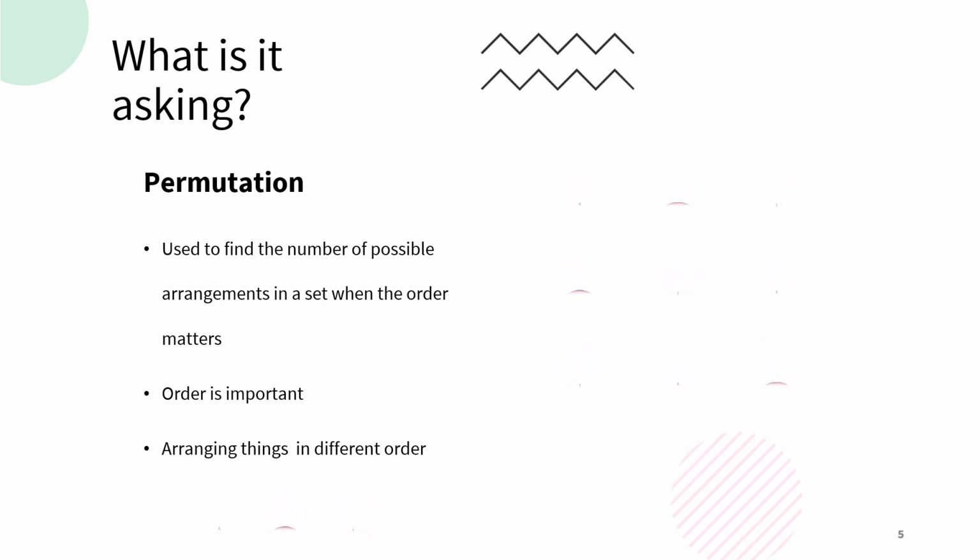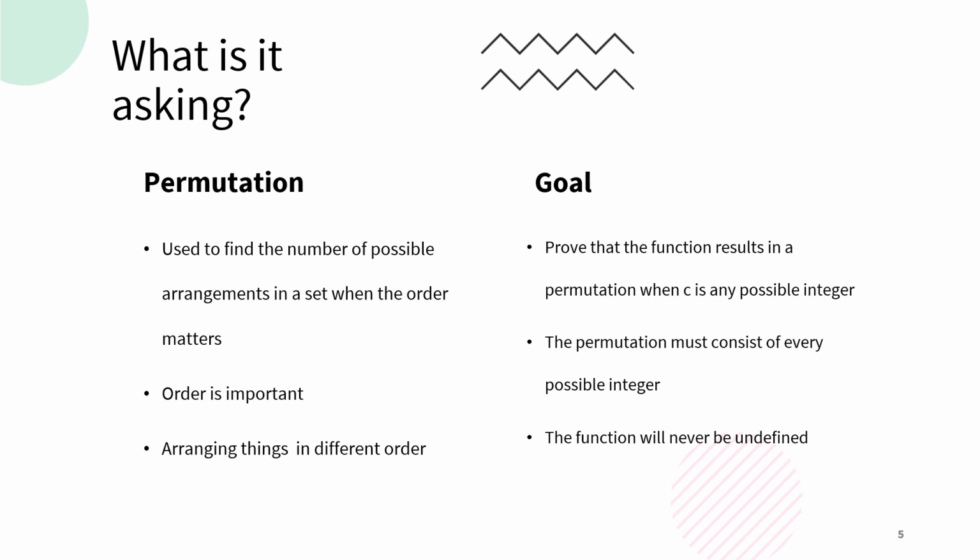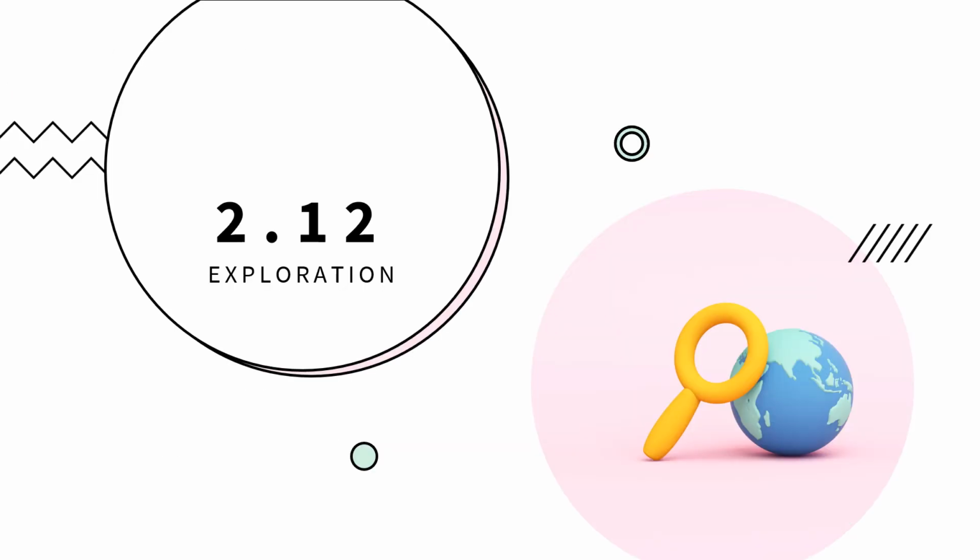So let's look at our goal for this problem. We're going to prove that the function results in a permutation when c is any possible number. So we need to prove that when c is any integer, the permutation is going to contain every single possible integer as well, and that it's never going to be undefined. There's not going to be a possible integer c that's going to make the function undefined. Allegedly, that's what we're hoping.